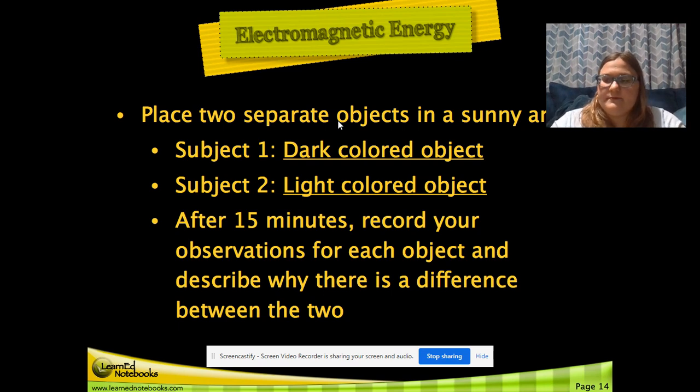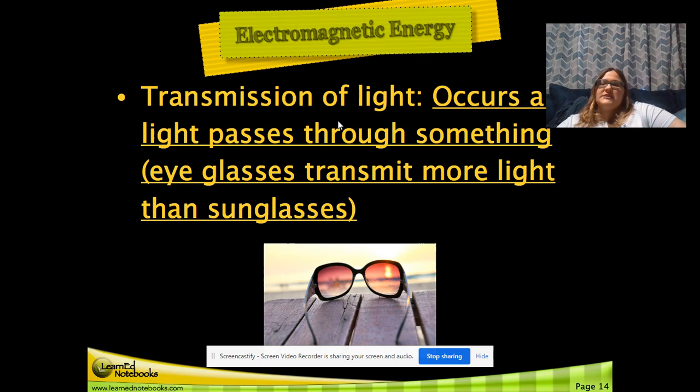So 2 things that we're going to talk about: transmission, refraction, and reflection. We've talked a little bit about these. We're going to kind of review it. So transmission of light occurs as light passes through something. Eyeglasses transmit more light than sunglasses. So transmission is kind of the difference between transparent, translucent, and opaque. How much light is going through? So that's a picture of the sunglasses. You see the sun is not coming through completely as in the other picture. Transparent allows all the light to go through. Translucent scatters the light, and opaque blocks the light. So how much light is going through?